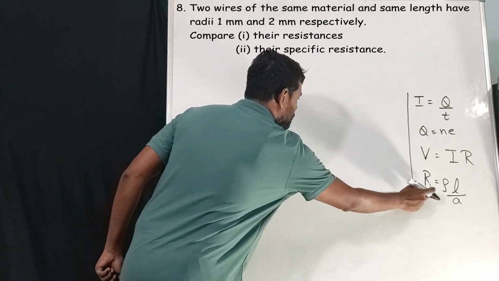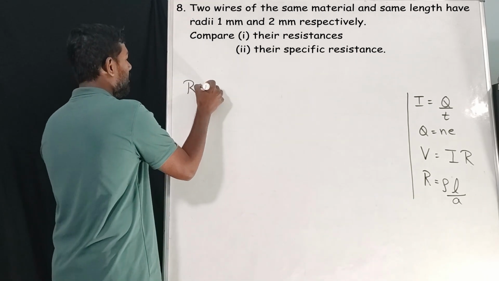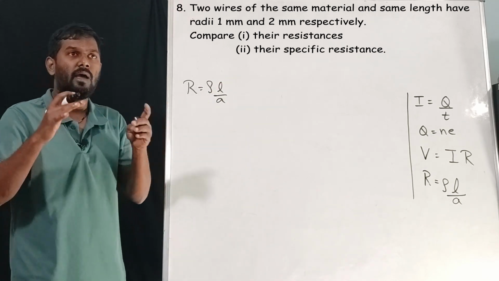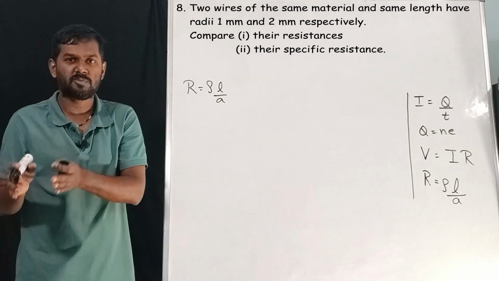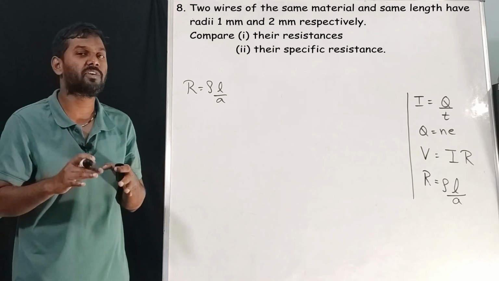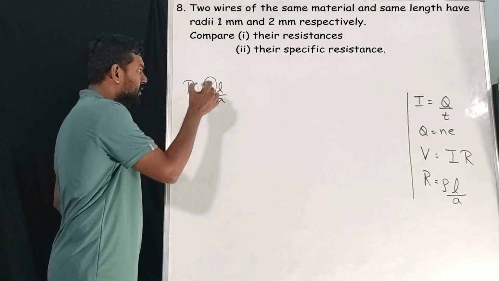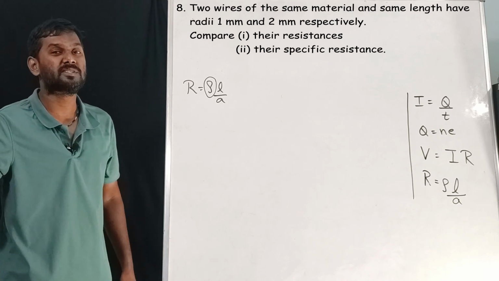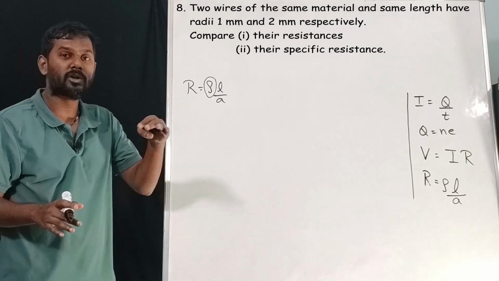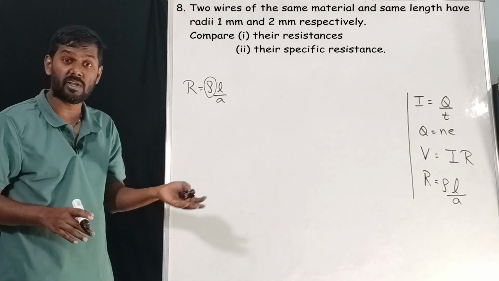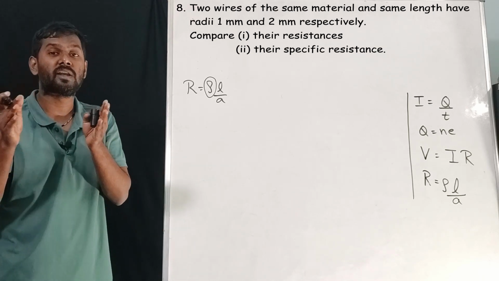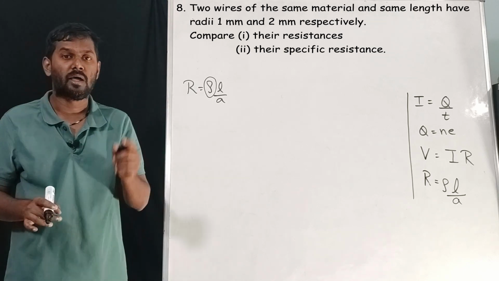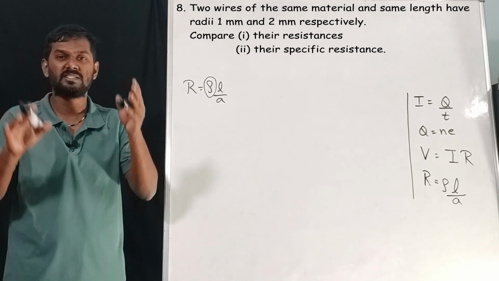Which formula we have to use? This is the formula we have to talk about here. So if the material is same, specific resistance will be same. Specific resistance is nothing but resistivity. Both are same. Don't get confused whether they are talking about resistivity or resistance. For the same material, resistivity or specific resistance remains same.